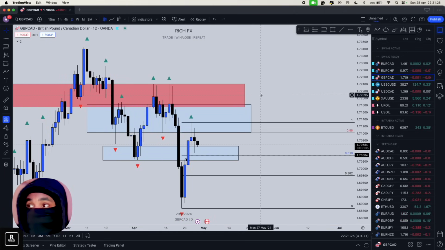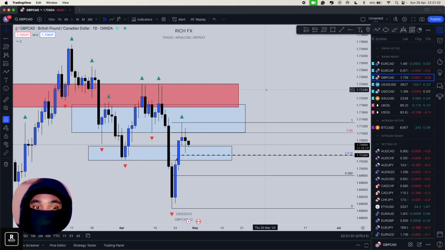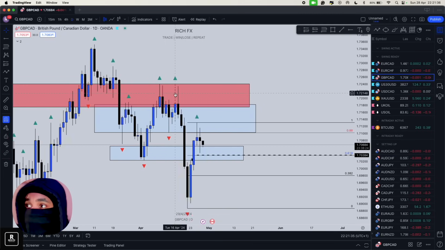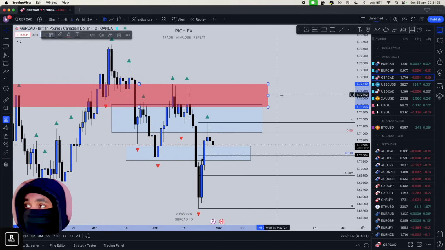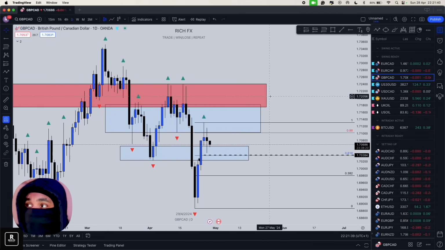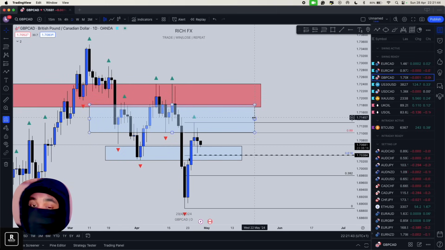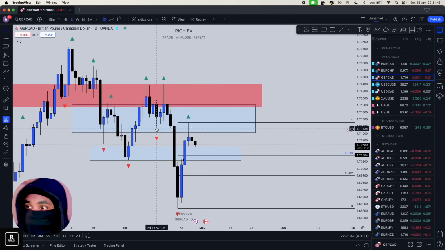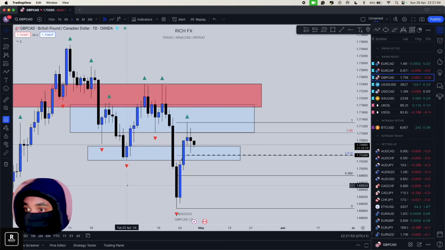Now, next pair, we've got GBPCAD. What we're looking to do with this one is short it. As you can see, I've got my red zones and I've got my blue zones. Red zones mark the weekly resistance or monthly resistance, and the blue zones only mark the dailies. So we did have this support area which price did break below, and we also had this other daily support area which price did break below as well.